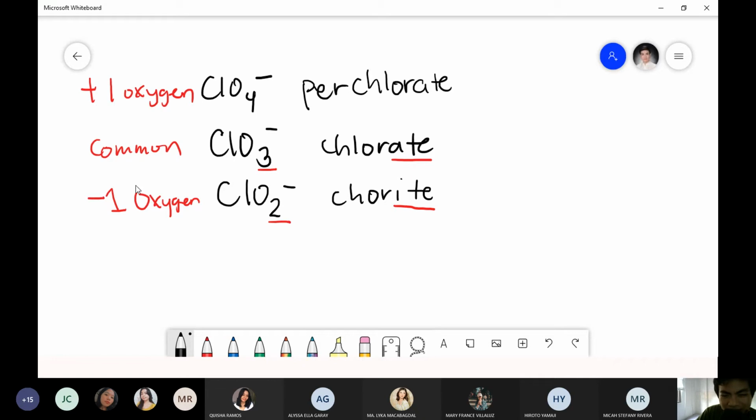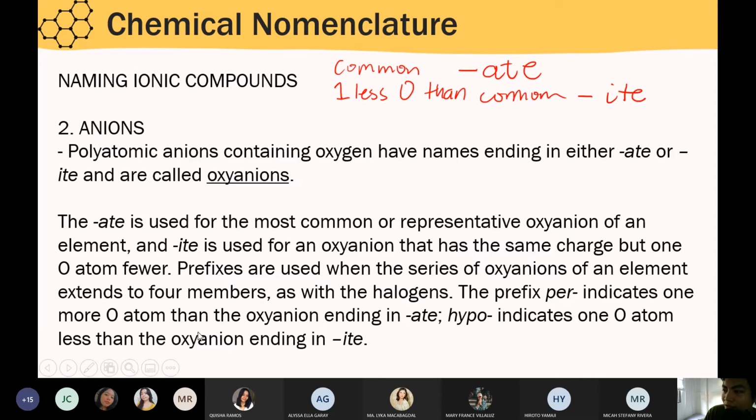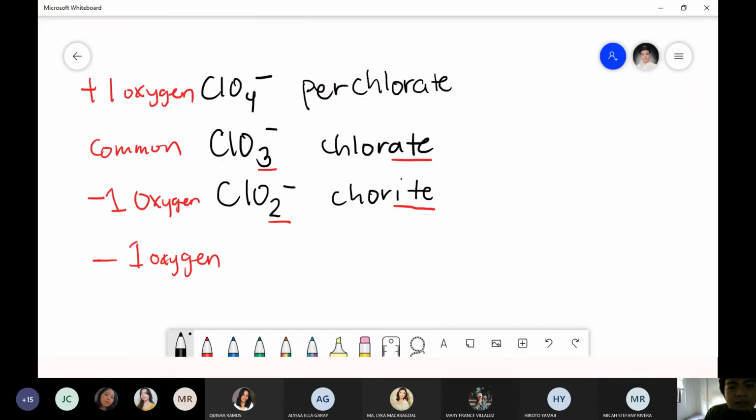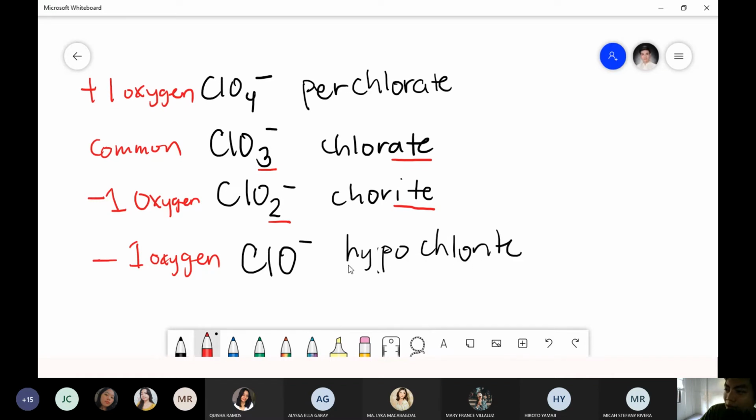Let's remove one oxygen from your chlorate, and then remove another oxygen. If I remove one oxygen again, what's the rule according to this PowerPoint? If you remove another oxygen, you will need to use the prefix hypo. Hypo means that you remove one oxygen from your oxyanion that ends with ite. For example, this is the ite. If I remove one oxygen again, the formula will now be ClO. What will be the name? You just affix the prefix hypo. Hypo, if you remove another oxygen from your ite.